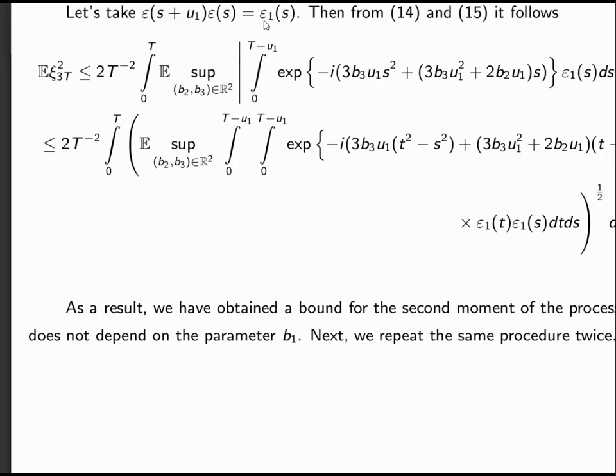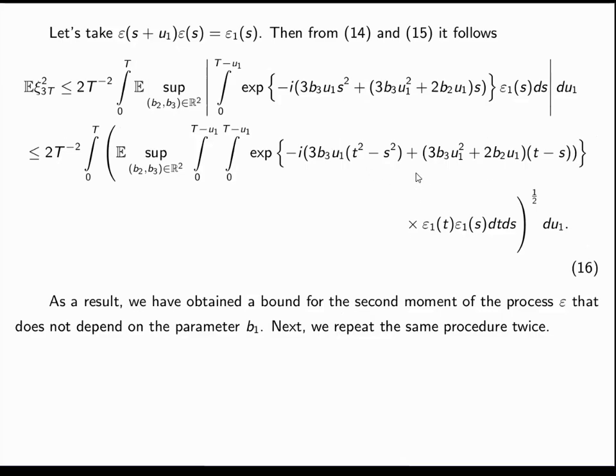epsilon of s equals epsilon with index 1 of s. Then from the previous two formulas, 14 and 15, it follows such a bound for the second moment of the process epsilon, formula 16. And that bound does not depend, as you can see, on the parameter b1.